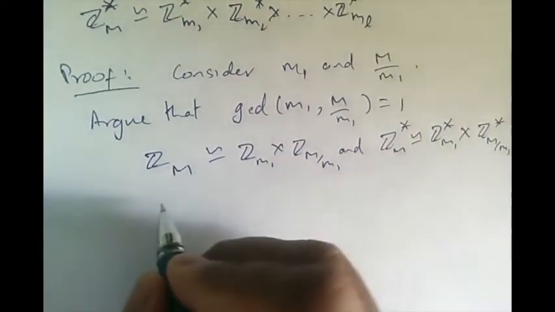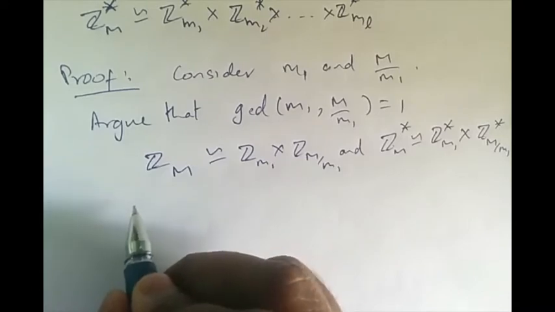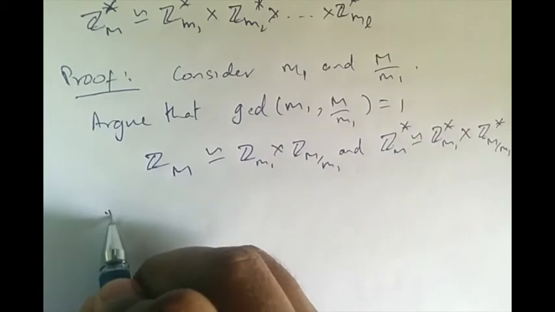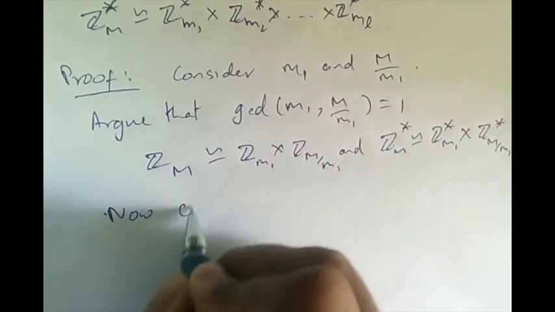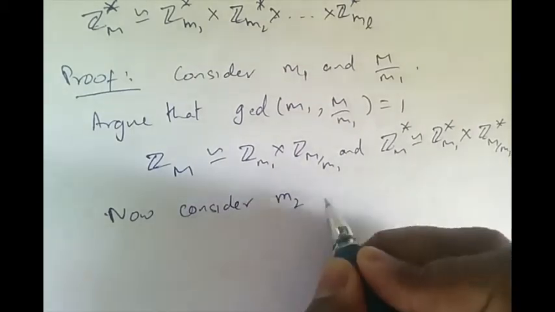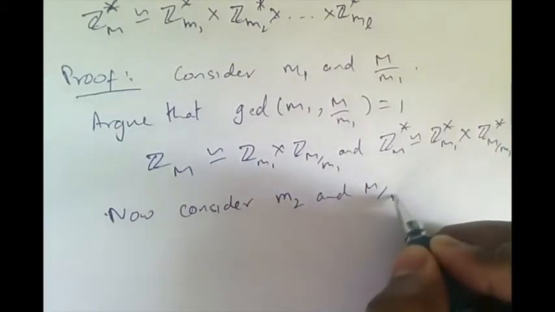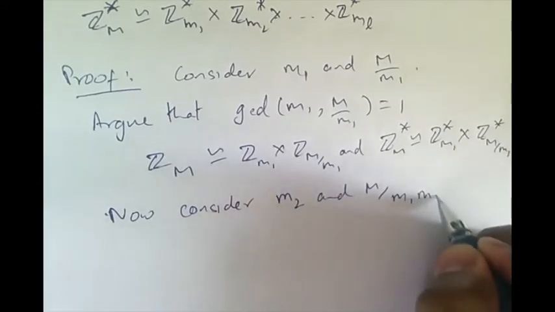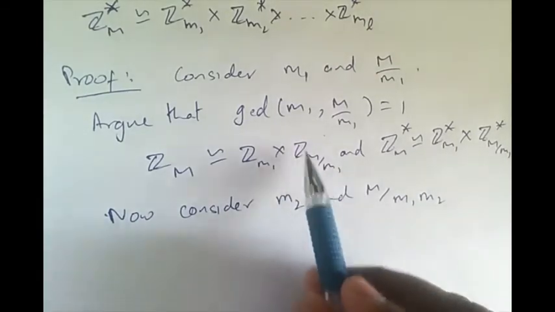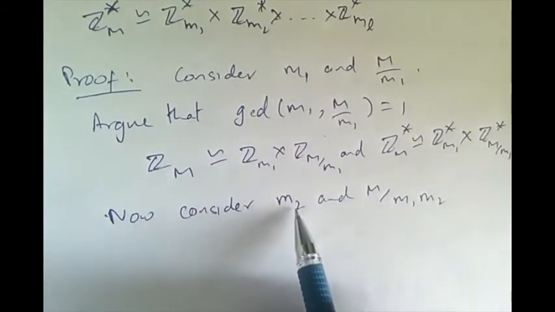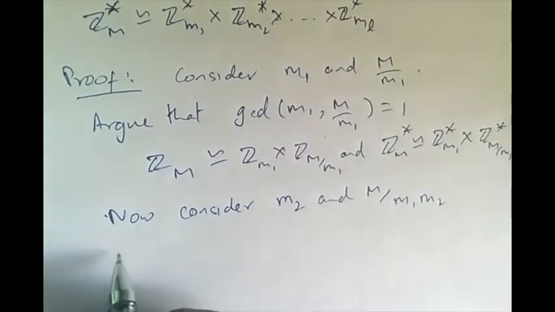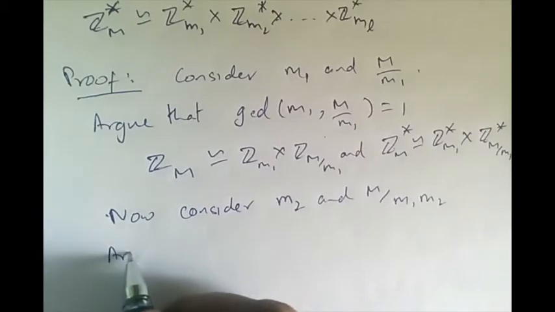And now, after this, consider m2. Now consider m2 and M divided by m1 m2. So the product of these two is going to be M by m1. So the strategy is that now you prove that this is isomorphic to Z m2 cross Z M by m1 m2, and argue that first of all.